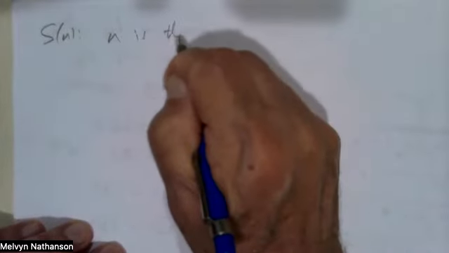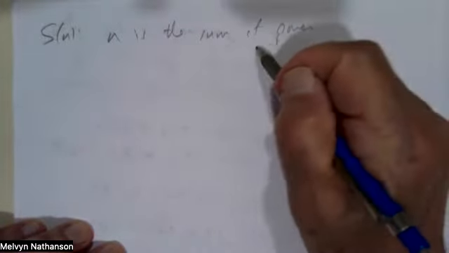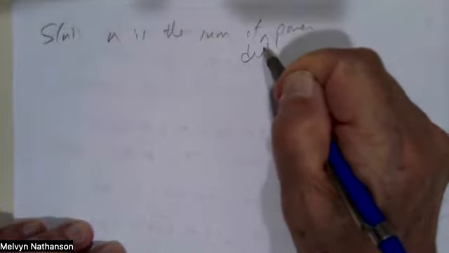Proof. So let's see. My assertion, S of n, is the statement that n is the sum of distinct powers of 2. So for S of 1, 1 is 2 to the 0. Right, so it's true.